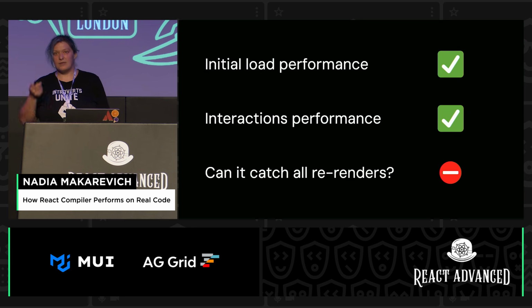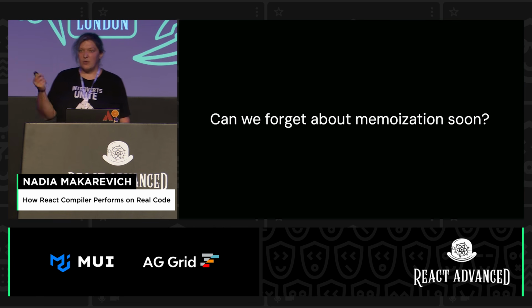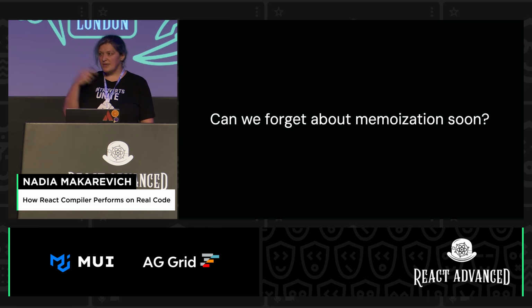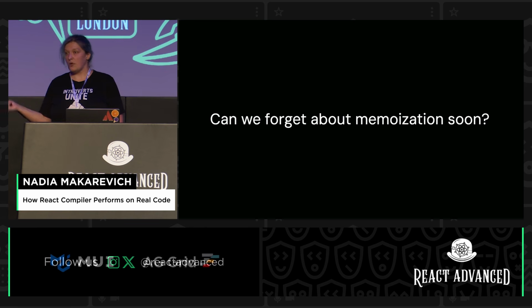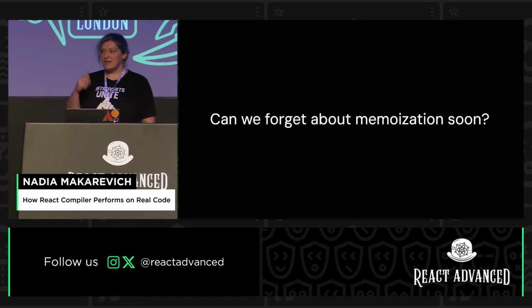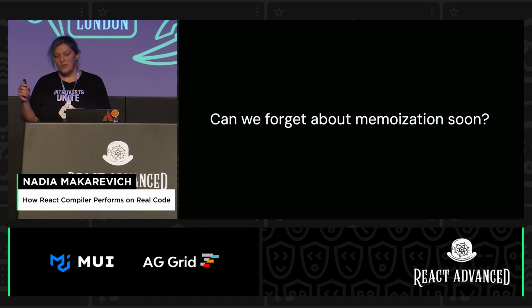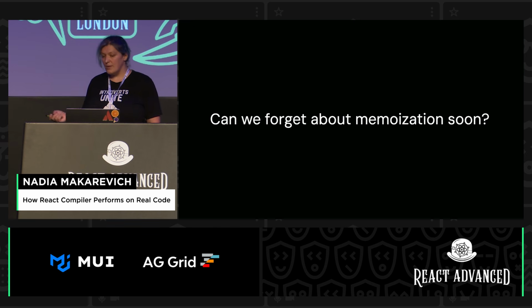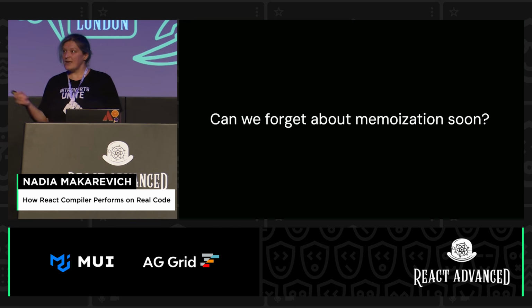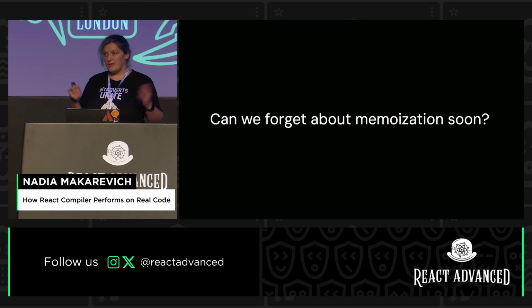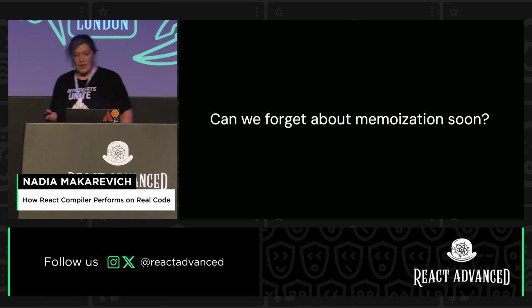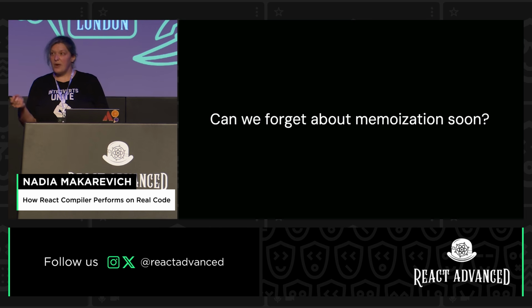So the biggest question then of this year, can we forget about memoization soon? Does the previous slide mean that the answer to this question is no? Not necessarily, because it really depends. If performance of your app is not the most important thing in the world for you, or maybe it's okay-ish, but could be improved, but you don't have time to bother, then enabling the compiler will most likely make it good enough at a very low cost. The definition of good enough and low cost is, of course, going to be up to you. But I suspect that for most people, turning on the compiler and forgetting about memoization and all those hooks will be just enough.